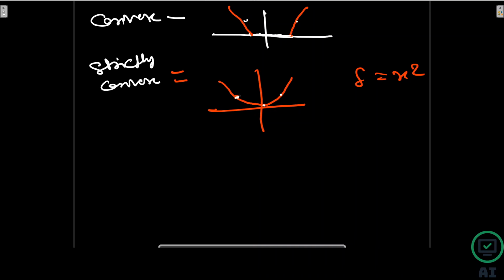But here, if you take any point, it will always be above the graph. So you take this point, this point, this point, and if you draw a line, it will be above the graph. Here also it will be above the graph, but there is one scenario where it will overlap with the graph, and that scenario is this one. So I hope you have understood what a convex and strictly convex function is, and how to establish whether a function is convex, concave, strictly convex or strictly concave.